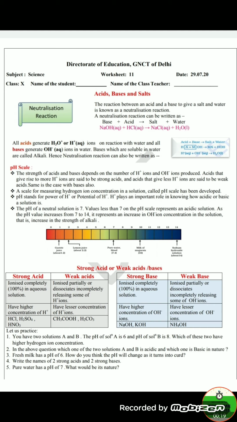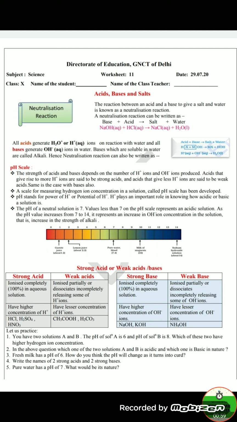What is neutralization reaction? The reaction between acid and base gives you salt and water, and this is called neutralization reaction. See example, it can be written as base plus acid gives you salt and water, where NaOH is base plus HCl. HCl is acid, gives you NaCl. NaCl is salt plus water. H2O is water.